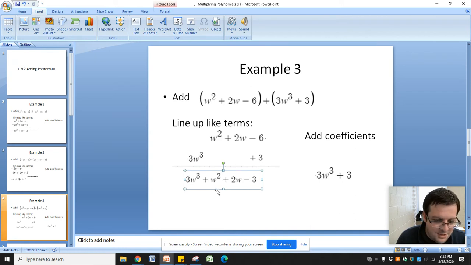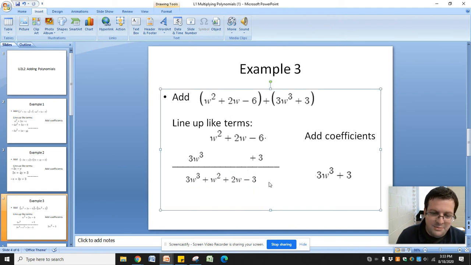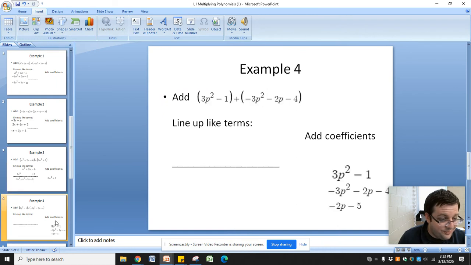w squared just drops to w squared. 2w drops to 2w. But we do have one thing that changes. The -6 plus 3 is just going to become -3. So that's how we get that answer there. Cool. So hopefully that made sense.